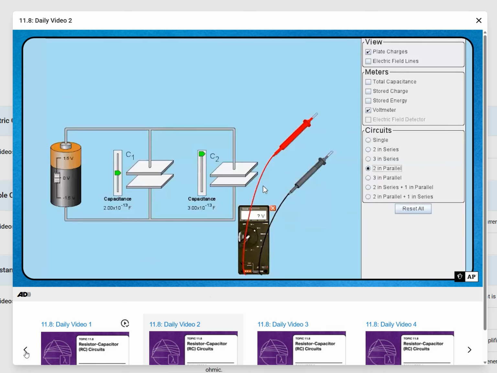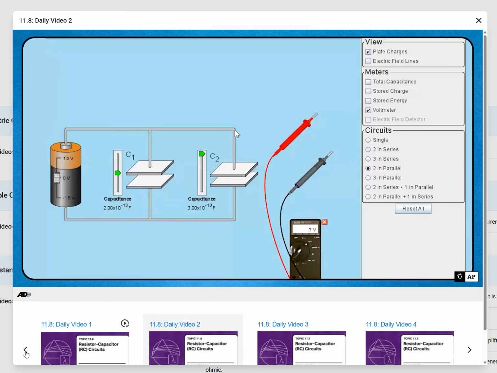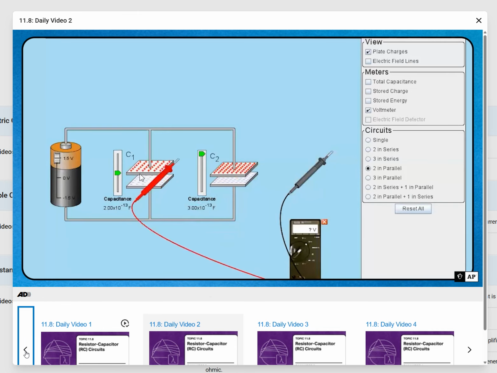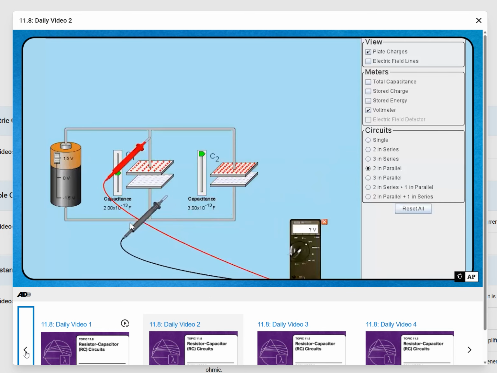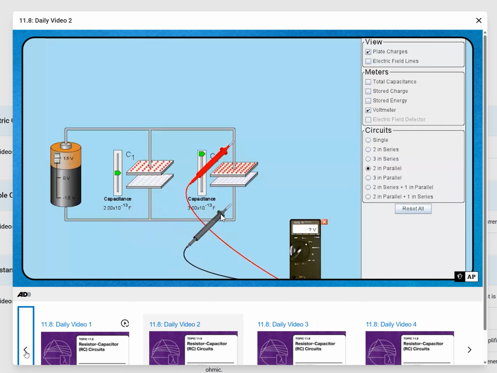Well, one of the things about a parallel circuit is that the voltage drop across the objects in parallel with each other is the same. So here we can say, let me put a low voltage on here, the voltage drop across capacitor 1 is still 1.5 volts, and the voltage drop across capacitor 2 is still 1.5 volts. And that is exactly the opposite of what it did when we wired them in series.